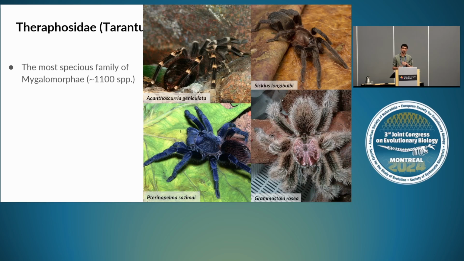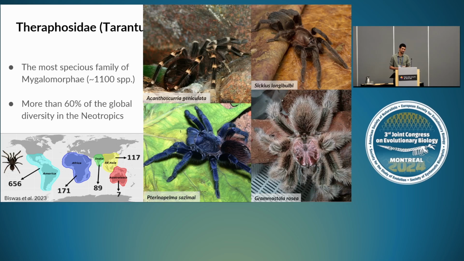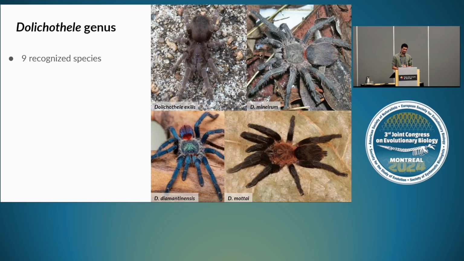Talking a little bit about tarantulas, they are the most species-rich family in Mygalomorphs, with more than 1,100 species, and 60% of this diversity is in the neotropics. So it's a lot of diversity, and we are trying to understand where it comes from. The Dolichothele genus is one of these genera. It is composed right now by 9 recognized species, ranging from blackish, brownish, reddish spiders, and even a metallic blue one that occurs in only one city.